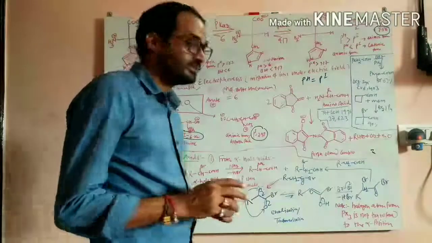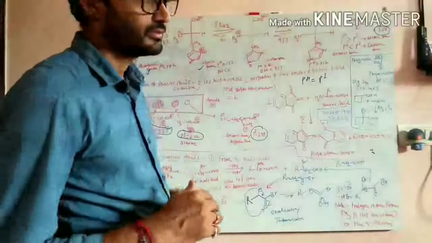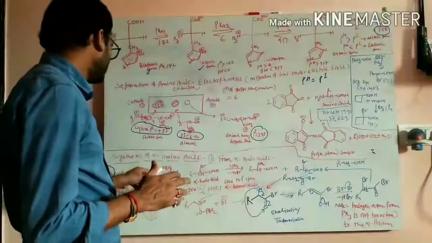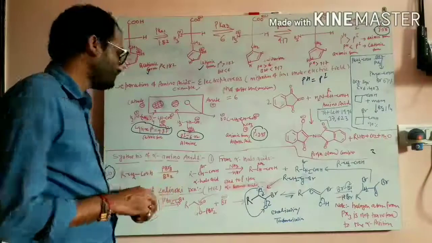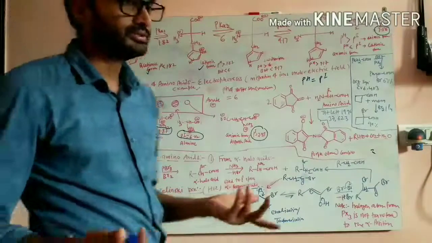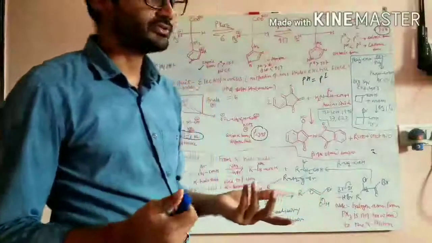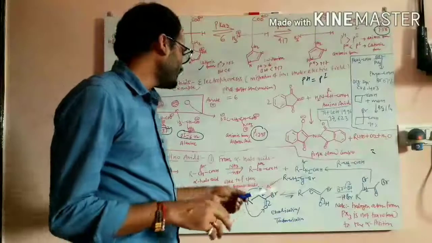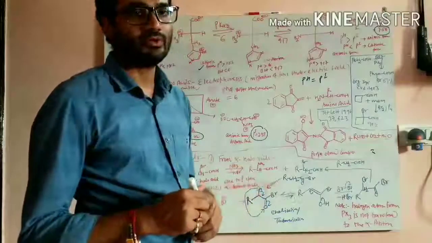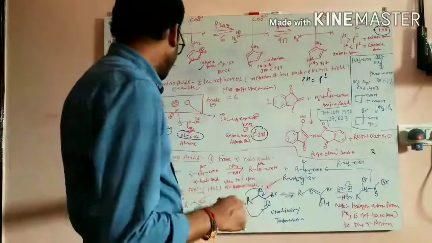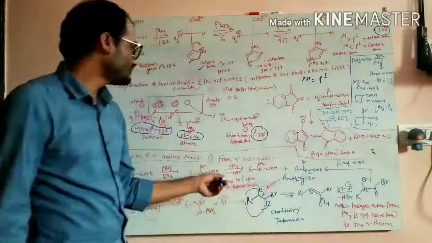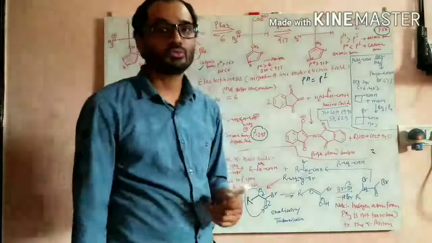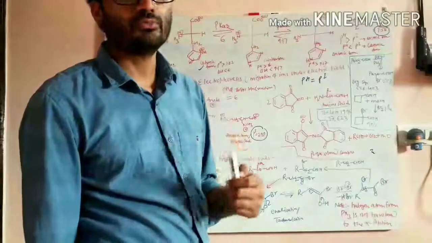what is this Hell-Volhard-Zelinsky reaction? As I already told you, the Hell-Volhard-Zelinsky reaction is the alpha halogenation of carboxylic acids. In most cases, the alpha halo acid is an alpha bromo acid, with alpha bromine. Okay, so this Hell-Volhard-Zelinsky reaction is generally used to prepare alpha bromo acids or alpha halo acids.